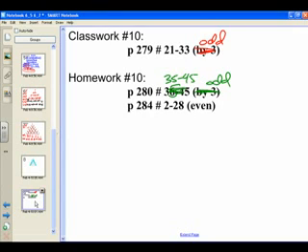All right? So, like I said, the classwork part you should be able to get done here in class. Homework part, you should probably get started on that. Also, don't forget correcting your tests, correcting your quizzes.